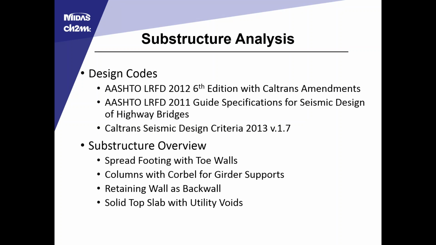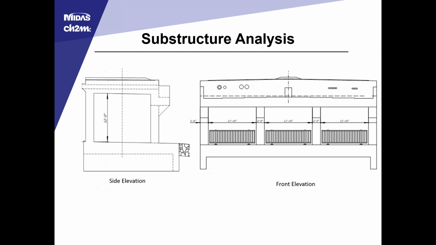An overview of the substructure, as we've seen: the spread footings with the toe walls, the columns with the corbel for girder supports, a retaining wall for the back wall, and then the solid top slab with the exception of utility voids. Just a side elevation and a front elevation of the structure showing the 4 columns, the side elevation showing the back wall on the left, the columns on the right, and in the transverse direction, that's the eccentricity.